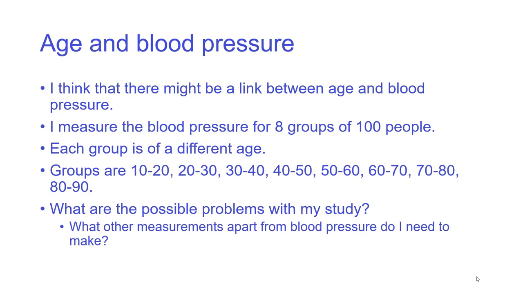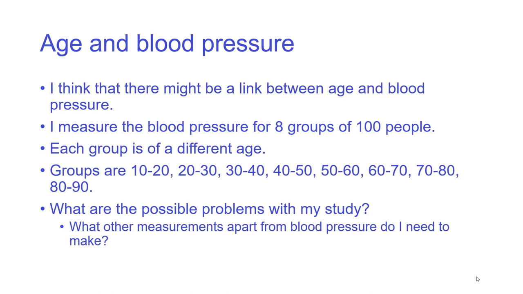So what other measurements, apart from blood pressure, do I need to consider? So in this case, apart from anything else, I'm going to have a problem with the 80 to 90 category, because I would think that they're going to have a very different representation compared to all of the other groups. So I expect it will be harder to recruit 100 participants in that particular group.